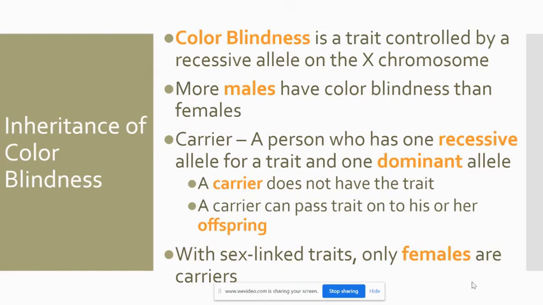So a carrier is a person who has one recessive allele for a trait and one dominant allele. And the carrier doesn't necessarily have to have that trait. But a carrier can pass the trait on to his or her offspring. Generally, females are carriers. Not all females are carriers of a trait, but they can be, because they have the ability to have that dominant and recessive allele on their chromosomes, but not actually have the trait.